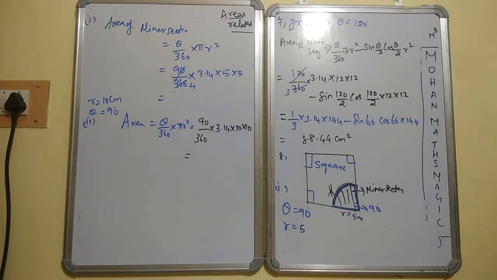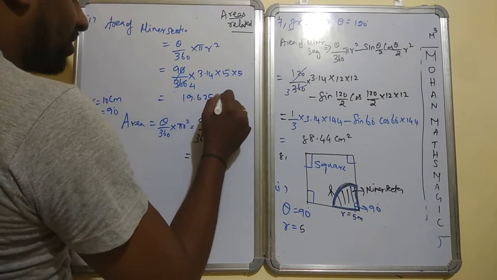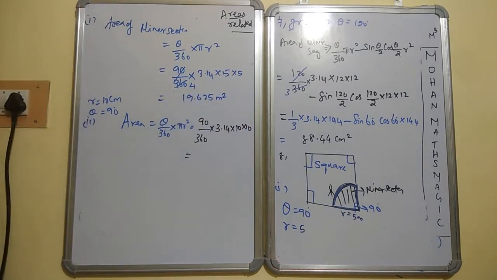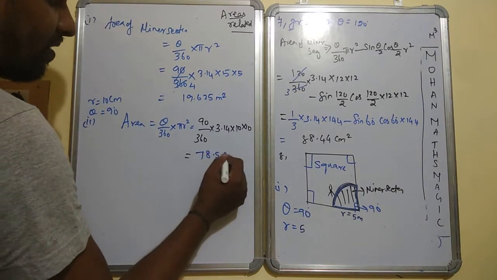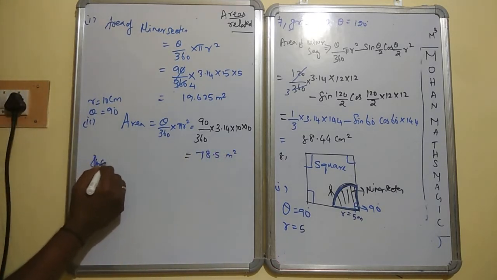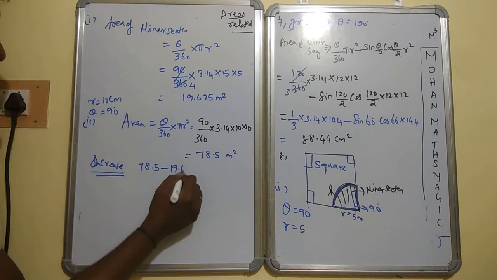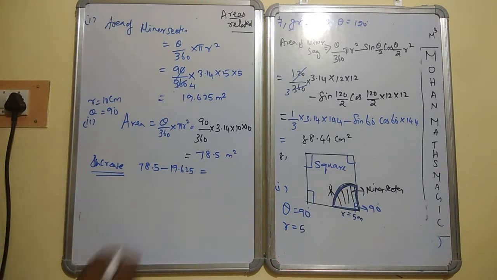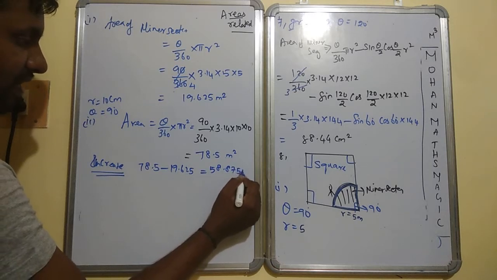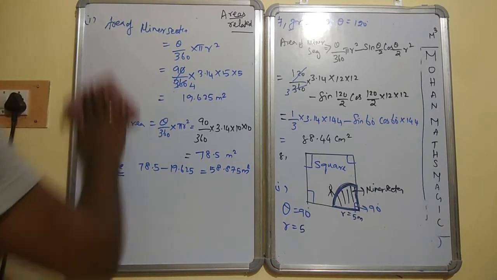The first answer is 19.625 meter square. The second answer, if you substitute for 10, is 78.5 meter square. They asked how much is increased. Read the question, toppers will leave this part. How much is increased? 78.5 minus 19.625. So you get the answer 58.875 meter square. Next, question number 9.